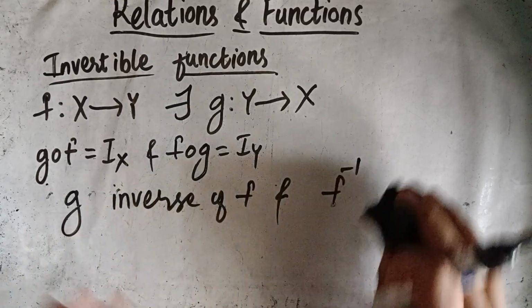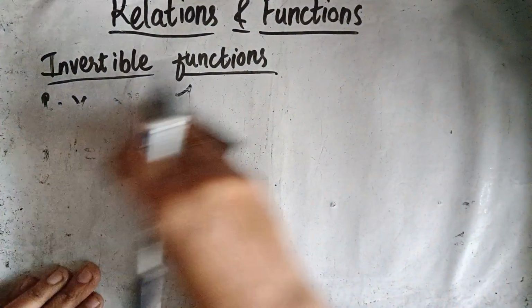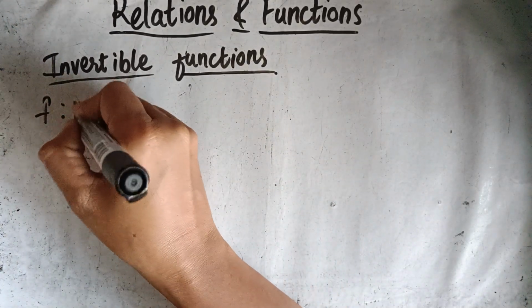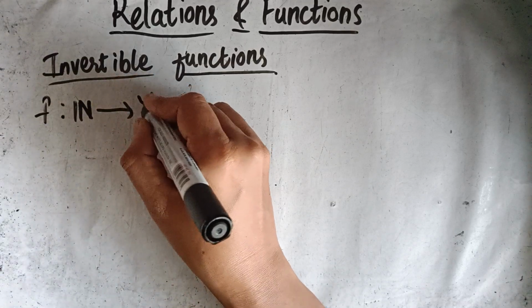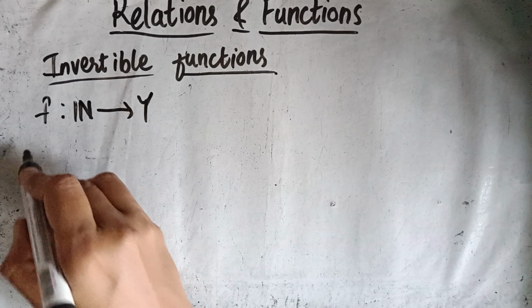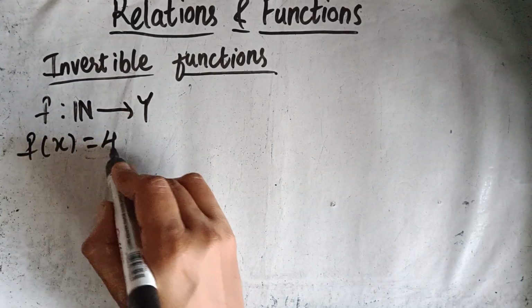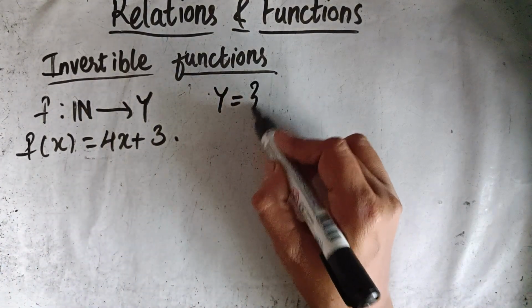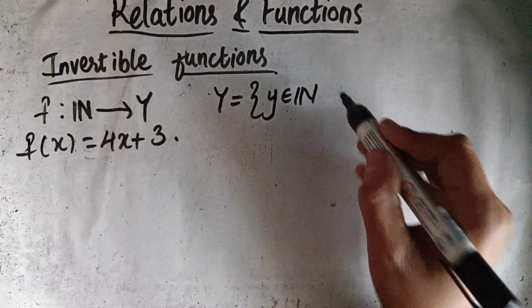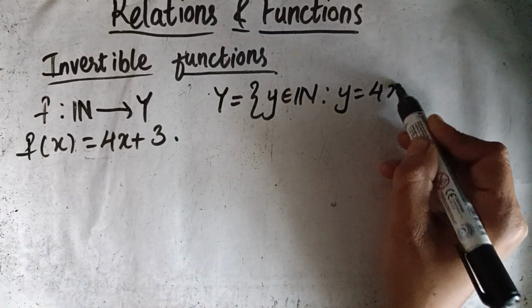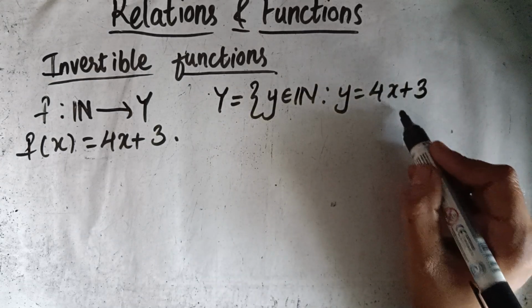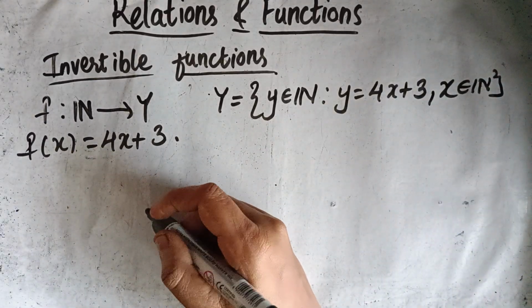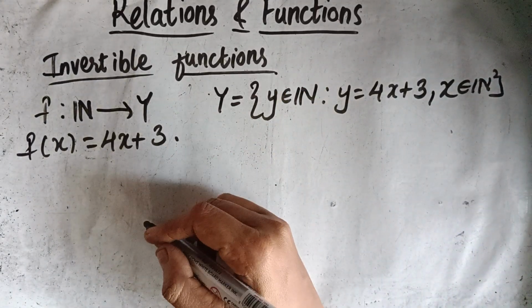Okay, let's see one example given in the textbook. Let f from the set of natural numbers N to Y be a function defined as f of x is equal to 4x plus 3, and Y is given to be the set of y belonging to N such that y is equal to 4x plus 3 for some x belonging to the set of natural numbers. Show that f is invertible and find the inverse.